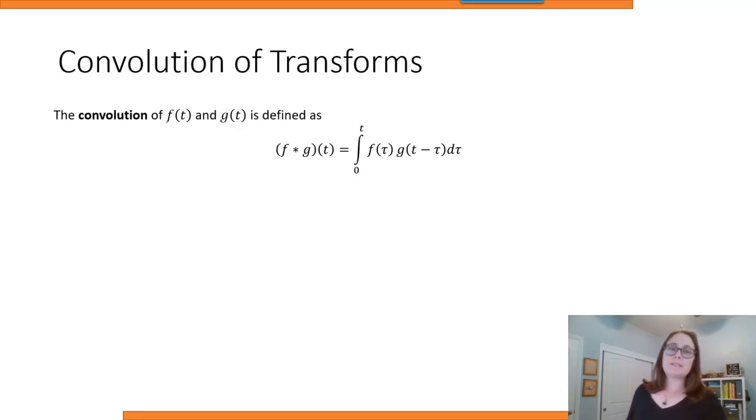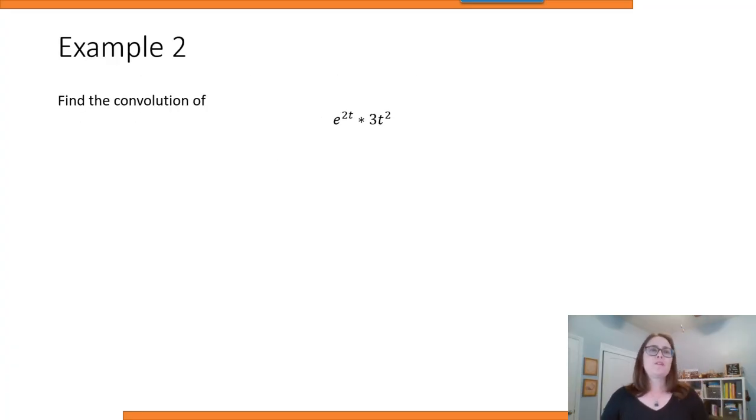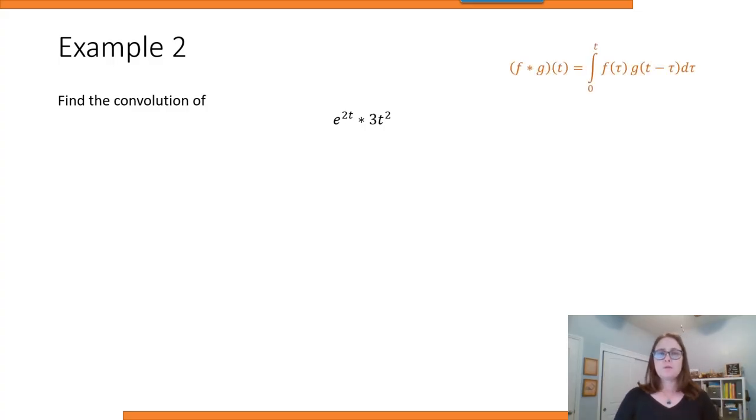Okay, so let's do an example with this before we see how this ties into what we're doing with Laplace transforms. So I want to find the convolution of e to the 2t convoluted with 3t squared. Now, just bring back that formula again.